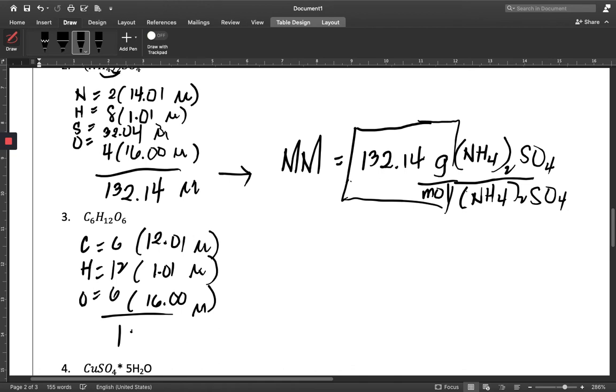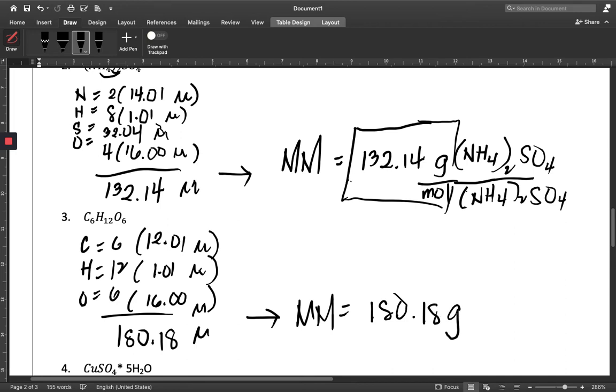So we'll write it down here. This is 180.18 mass units. And so if we talk about the molar mass of glucose, of C6H12O6, then we can just say that it has 180.18 grams of glucose per mole of glucose. Right? So that's our final answer.